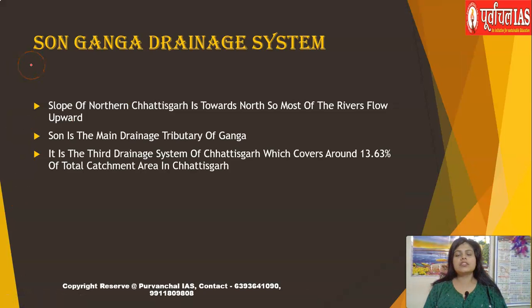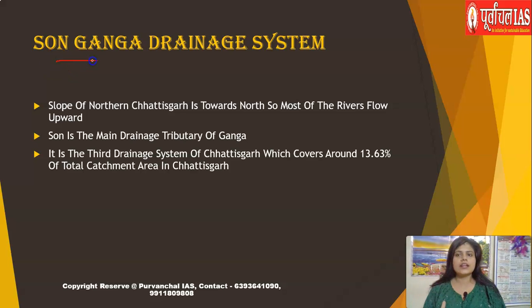Now let me begin with the third part of drainage system. In my earlier two parts, I have already covered Mahanadi drainage system and Godavari drainage system, and I would inform you again that in Chhattisgarh, we basically have 5 drainage systems of rivers: Mahanadi, Godavari, Son Ganga, Brahmani and Narmada. So today I will begin with Son Ganga drainage system.